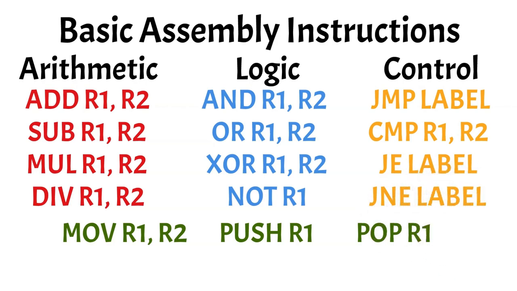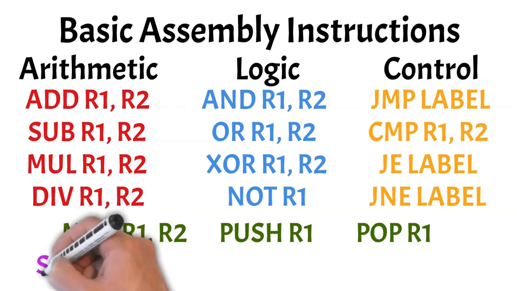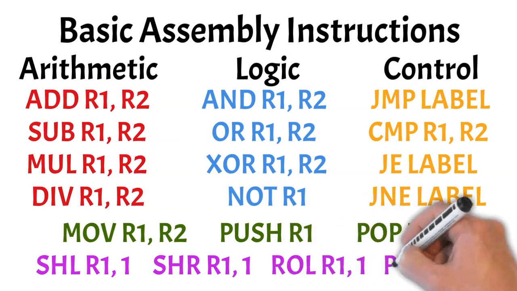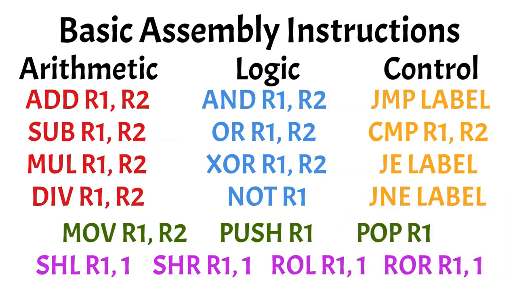Finally, bit manipulation instructions include shift left, which shifts a register's bits left, essentially multiplying the value by 2, and shift right, which shifts right, dividing the value by 2. Rotate left and rotate right rotate bits left or right, looping them back around. These instructions allow precise control over data, arithmetic, and program flow in assembly programming. Keep in mind that there are even more instructions available in assembly, providing further capabilities for developers.